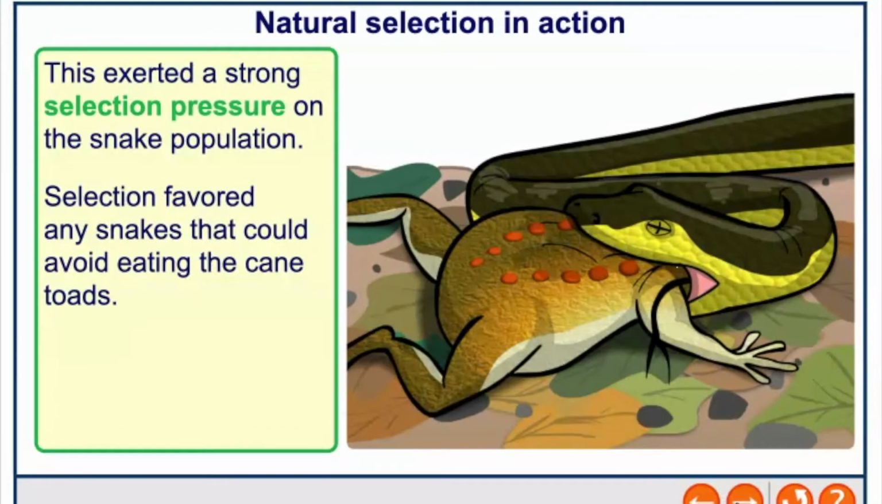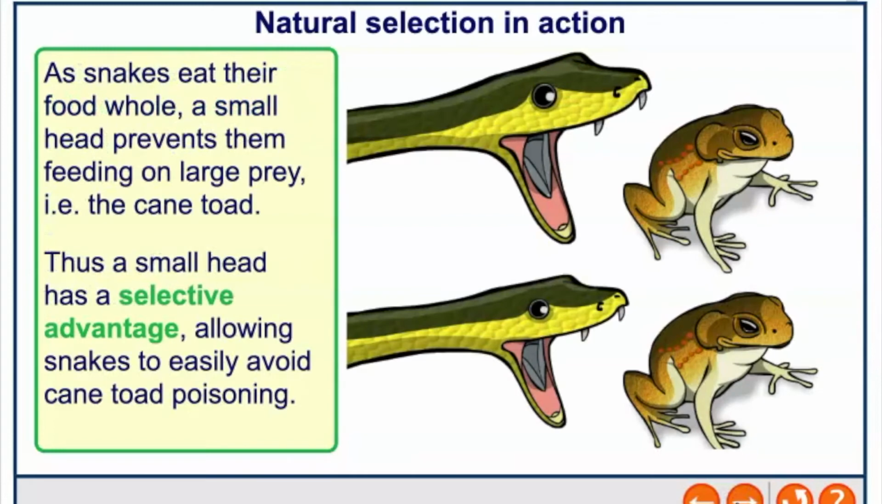Most snakes that fed on cane toads quickly died. This exerted a very strong selection pressure on the snake population. Selection favored any snakes that could avoid eating the cane toads. Ironically, smaller head size was the selective advantage for snakes. A small head prevents them from feeding on large prey, like the cane toad.